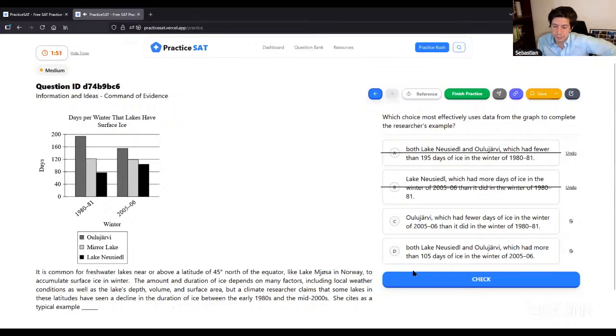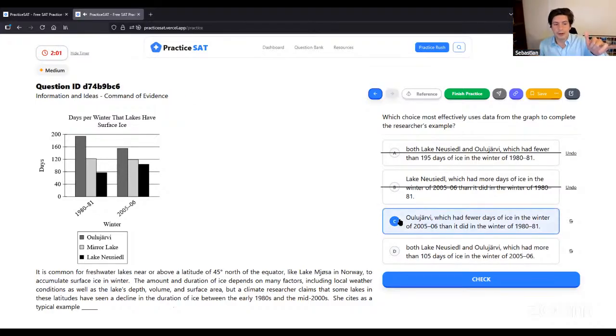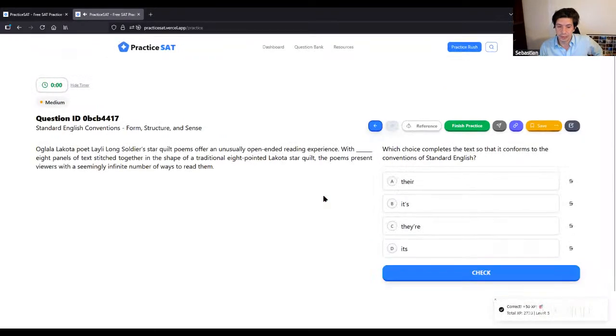Let's look at D. Both Lake Nusido and Ullashvarvi, which had more than 105 days. No. So that's, again, not comparing across times. So in these, often you want to see what are we comparing against. Here we're comparing across time, not between locations. So it's got to be something like C. And you don't always need to do it the way I'm doing it, where I'm reading everything aloud. I'm just doing this to help you all out and explain my reasoning.